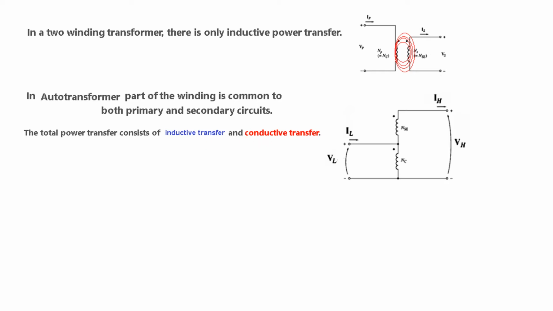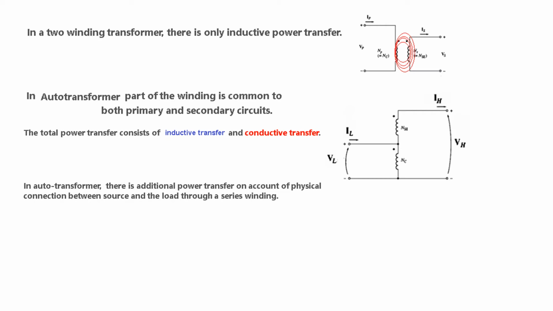Now what does that mean? If this one gets magnetized, its flux lines will link the upper one. So there will be inductive transfer of power, and conductive transfer, because it is directly connected to the load, so this will be direct conduction of power. So there are two types of power transfer in an autotransformer.